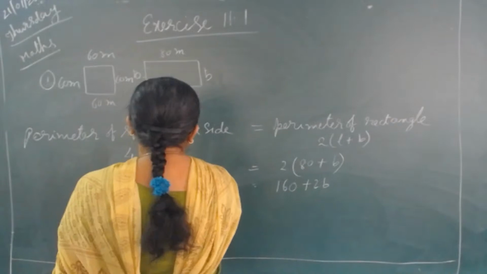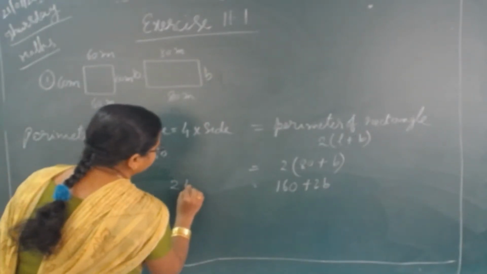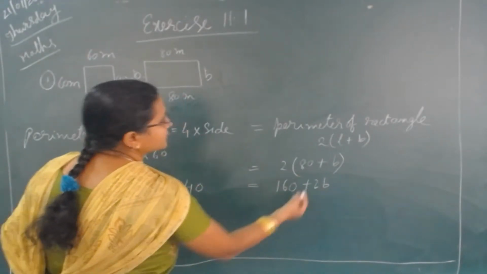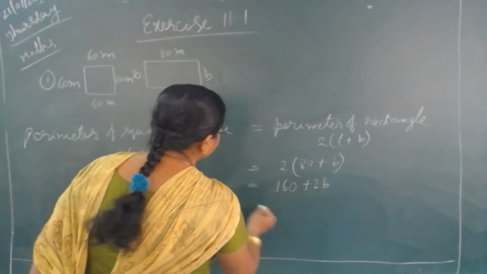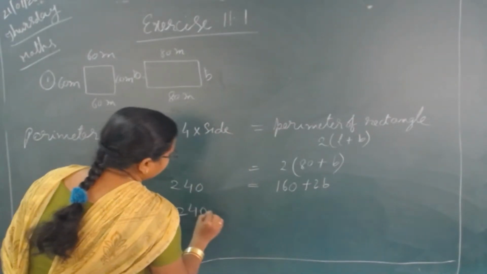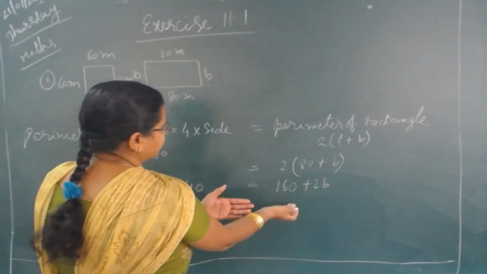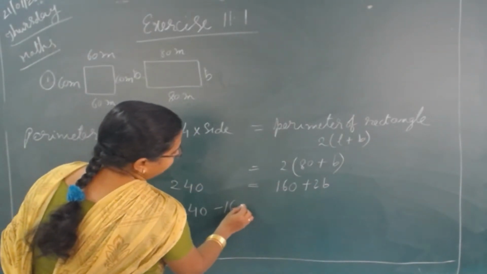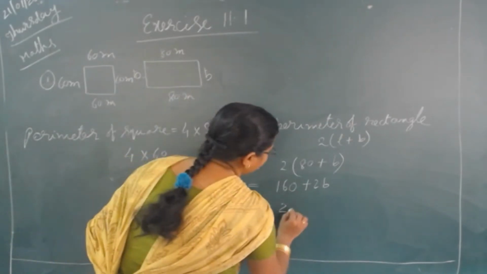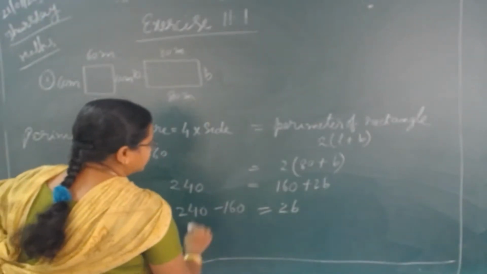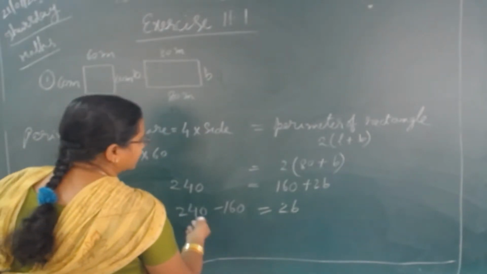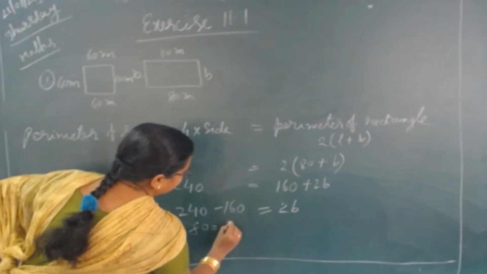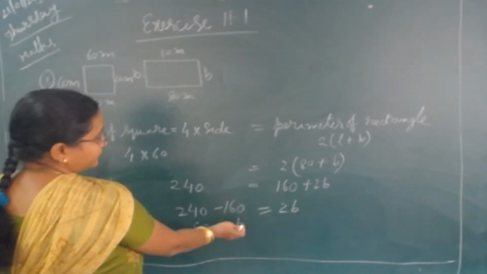Now what we have to do, 240. Both these perimeters are equal. That's why we have to equalize them. If you want to find out the value of 2b, then what will happen? 240 is equal to 160 plus 2b. If the 160 is coming from this side, and we bring it here, it will become minus 160 is equal to 2b. And if we subtract 160 from 240, 80 will come. 80 is equal to 2b here. This is the value of 2b, 80.